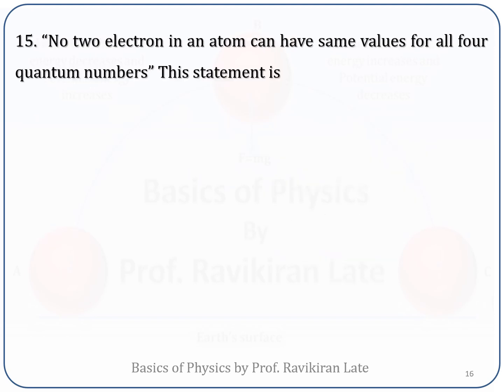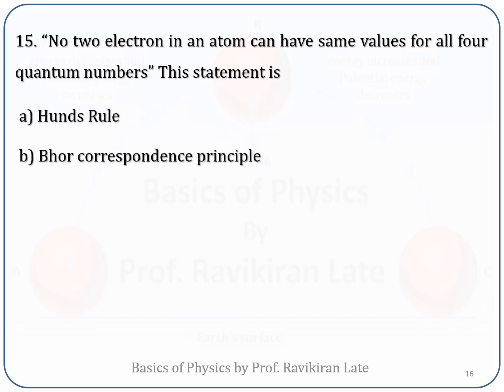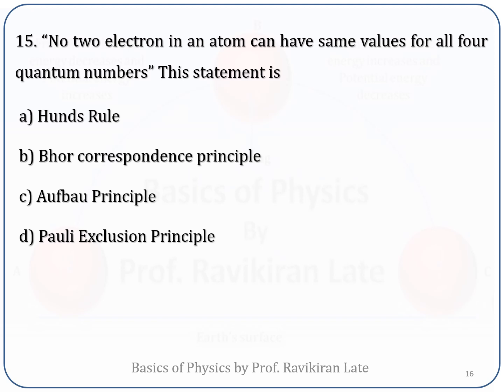The next, 15th question is, no two electrons in an atom can have the same values for all four quantum numbers. This statement is obviously something all of us know: it is Pauli's exclusion principle, which we had seen in our theory lectures.